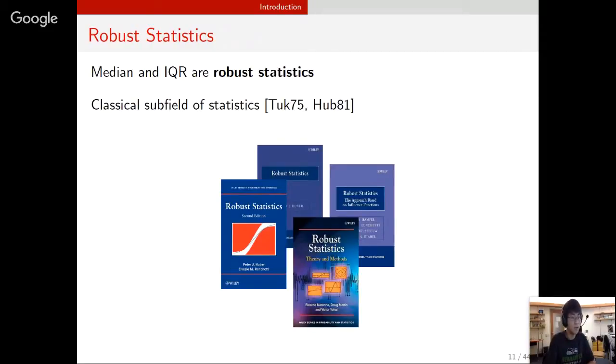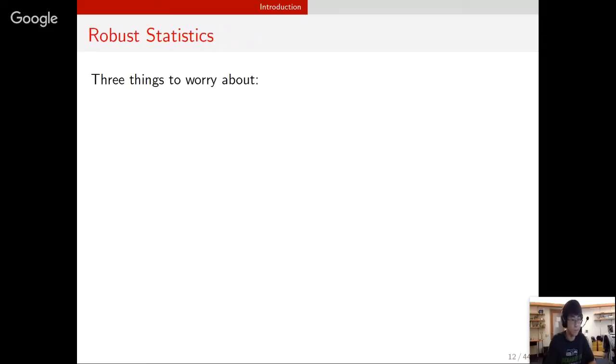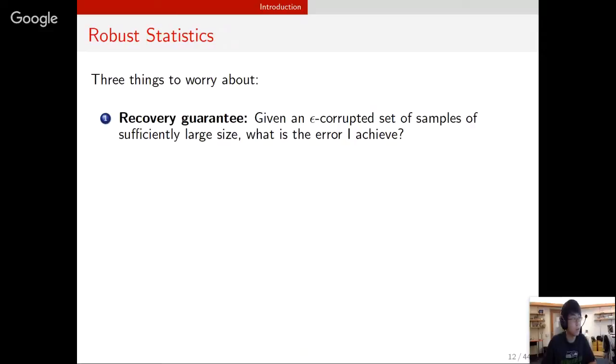And for this talk, we're going to focus on 3 aspects of robust statistics. The first, and arguably the most important, is the recovery guarantee, which is the following question. Given an epsilon corrupted set of samples of sufficiently large size, what is the error I achieve in recovery? And notably, unlike the traditional minimax rate, this rate will not go to 0 as we take more and more samples. Just because if I take more samples, the adversary always is allowed to corrupt an epsilon fraction of the points. So if I take more samples, the adversary also gets more power, because they get to corrupt a larger number of points. And ideally, as long as you measure it in TV distance, the error should more or less be theta of epsilon. You can't really hope for better, and oftentimes you can get this.